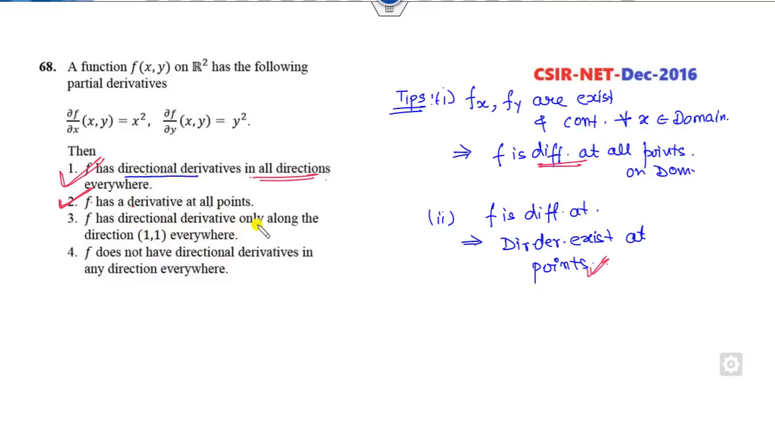F has a directional derivative only along this point. Because of this, it's cancelled out, because it exists for all. F does not have a directional derivative. That's cancelled out, because this is my polynomial. Every polynomial is continuous. So the partial derivative exists and is continuous here. So the right answer is A and B are my correct options.